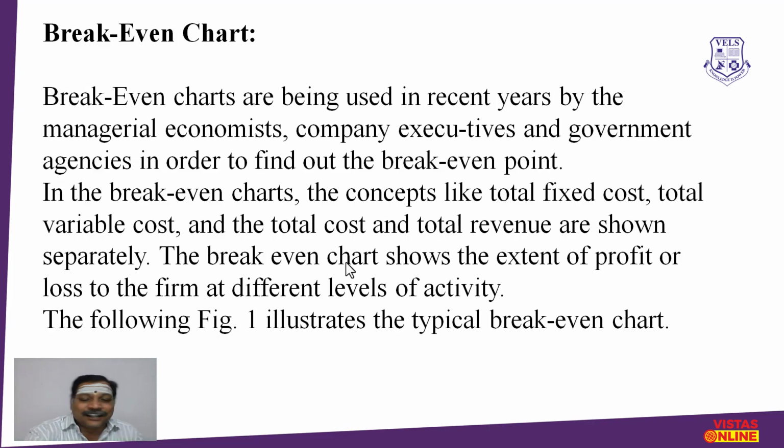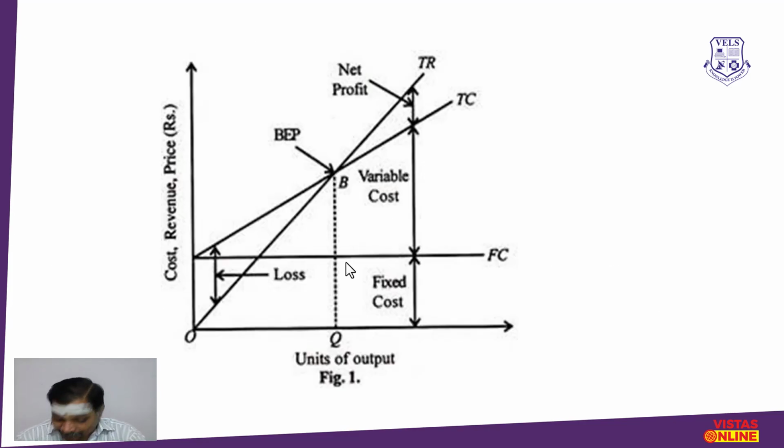Now we can see the figure. In the next slide, we have the figure. You can see in the x-axis we are measuring the number of units produced, that is units of output. In the y-axis, both cost and revenue are measured. The curve FC is parallel to the output axis because the cost is fixed. Irrespective of output, 150 rupees we are incurring. And another curve is total cost. The total cost is nothing but the fixed cost plus variable cost.